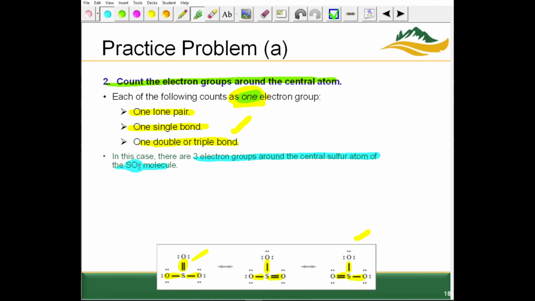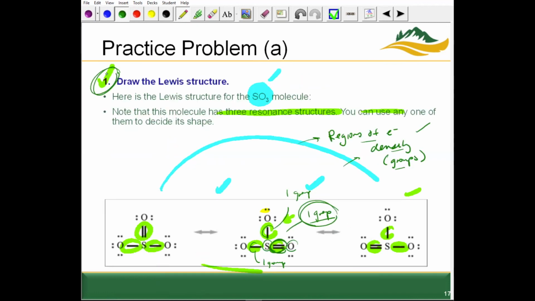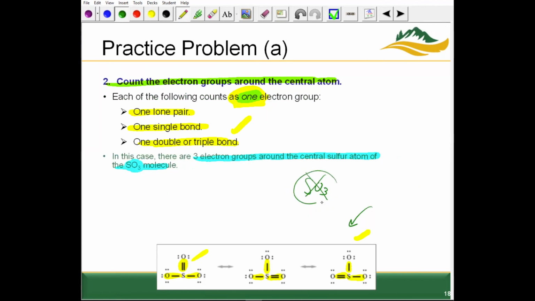or sulfur trioxide. So again, we're not just going to look at the formula itself, we need to draw out the Lewis dot structures. That's number 1. We have to draw out the Lewis dot structures to know how many groups are around the central atom. How many regions of electron density, how many electron groups are around the central atom. From drawing out the Lewis dot structure, not just by looking at the formula, we figured out there are 1, 2, 3 groups around sulfur.